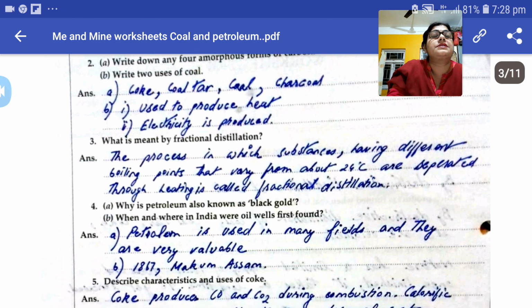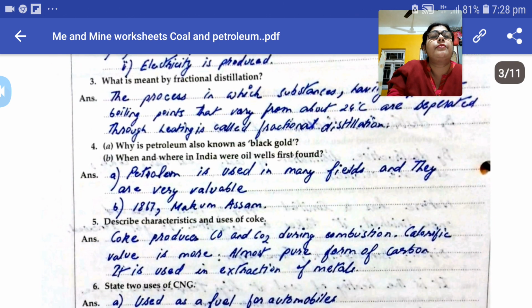Then next, what is meant by fractional distillation? The process in which substances having different boiling points are separated through heating is called fractional distillation. We have discussed it. Why is petroleum known as black gold? Petroleum is used in many fields and is very valuable, and that is why it is called black gold, because it is obtained from the earth's crust, and when it is obtained it's a dark grayish colored crude oil. It is obtained from underneath the floors of the oceans and seas through the drilling process.